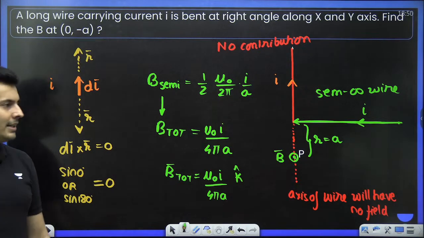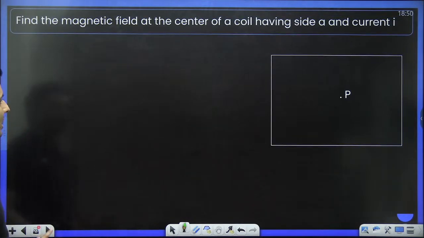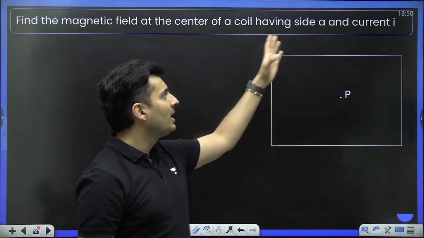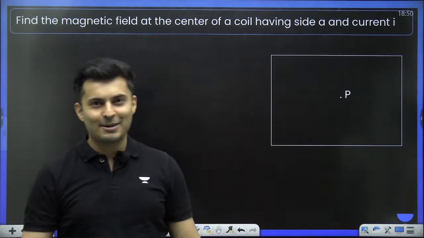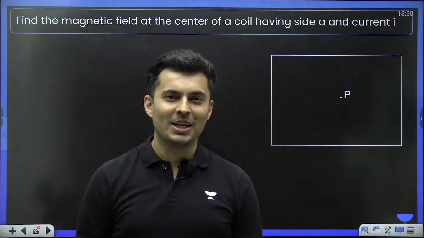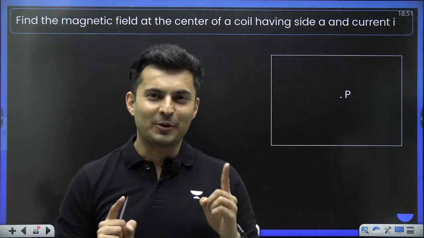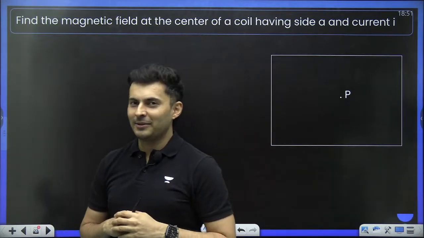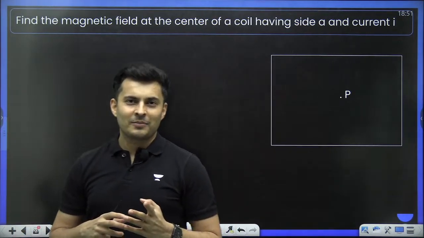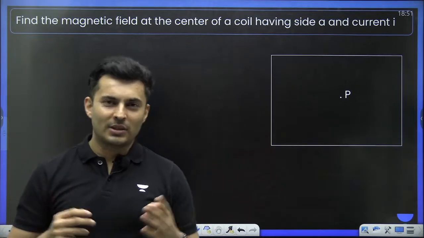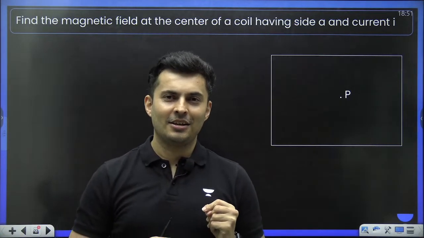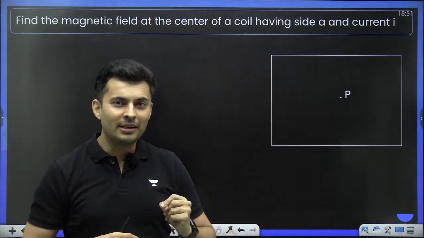Very good, excellent. Moving on to the next question coming up on your screen. Find the magnetic field at the center of a coil having side A and current I. We have a square coil and the question is, find the magnetic field at the center of this square coil. First of all, a square is made of 4 sides. Each side is like a wire which carries current. That is your hint now.